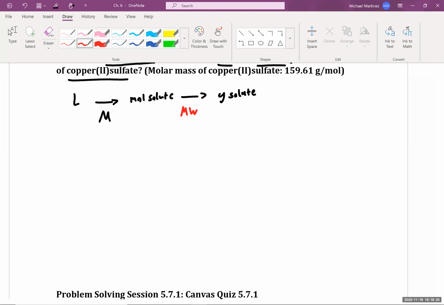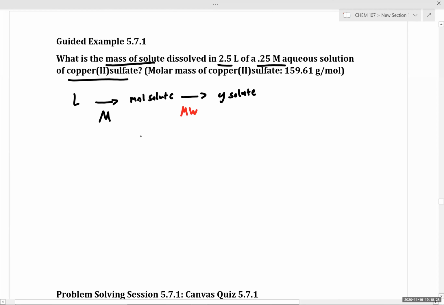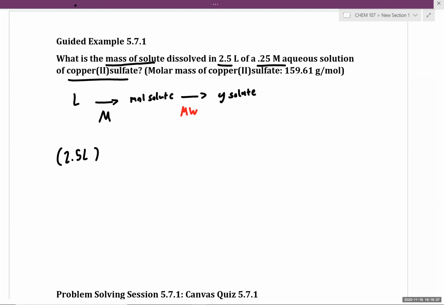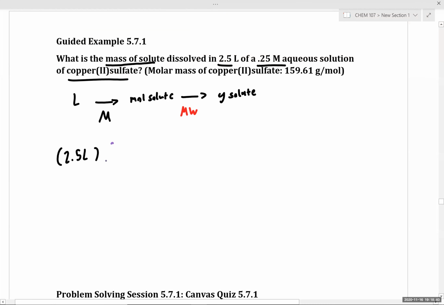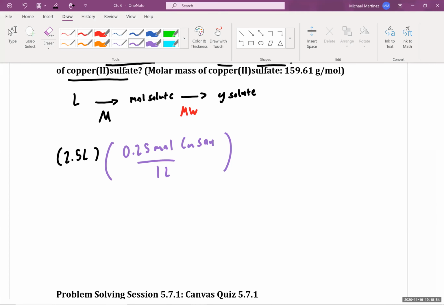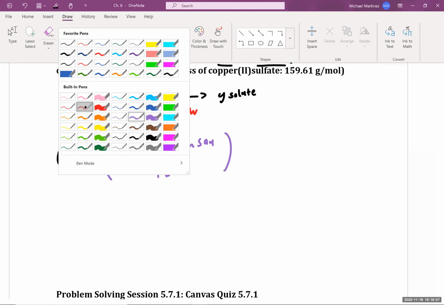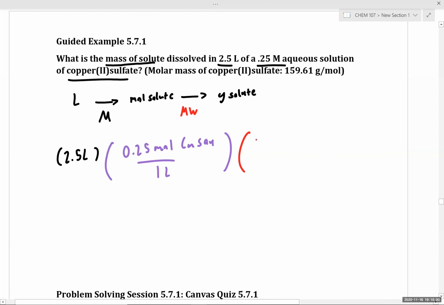Okay, so now that we have our solution map established, keeping in mind that molarity is just another conversion factor, if we have 2.5 liters of solution, looking at molarity, we know that we have 0.25 moles of copper 2 sulfate in 1 liter. Okay. So we're now in moles of copper 2 sulfate. And then for grams, we know that we have 159.61 grams for every mole of copper sulfate.